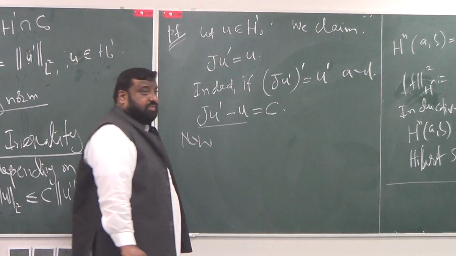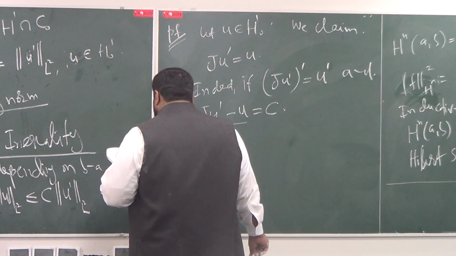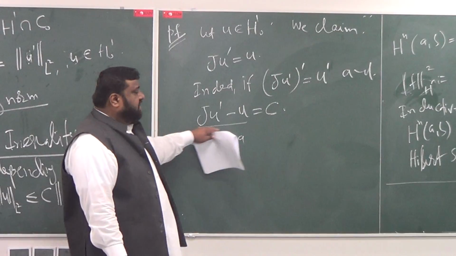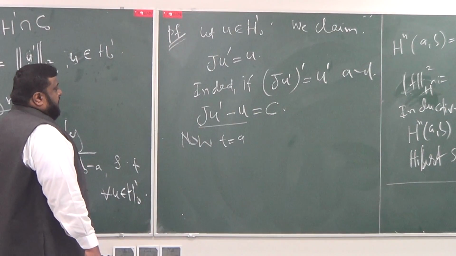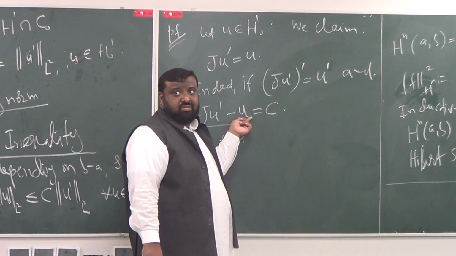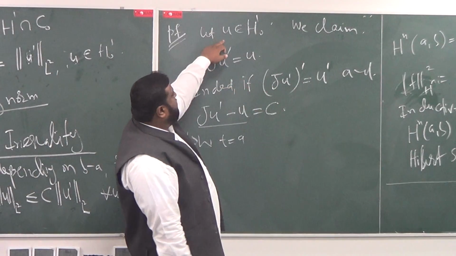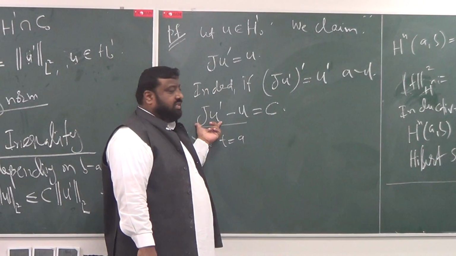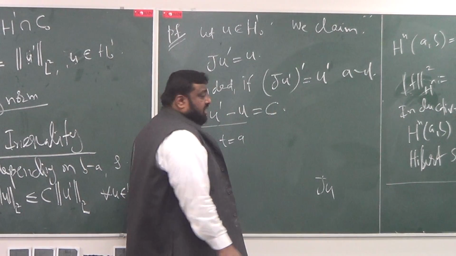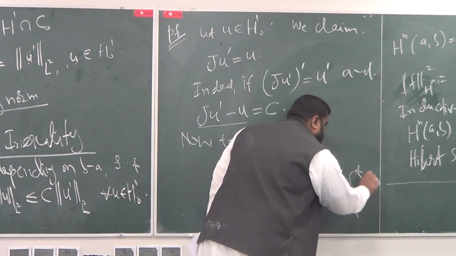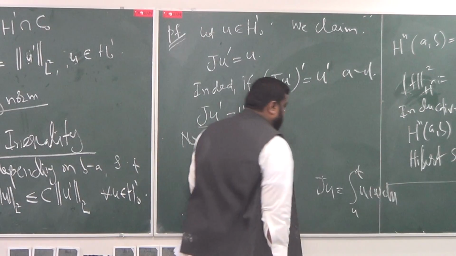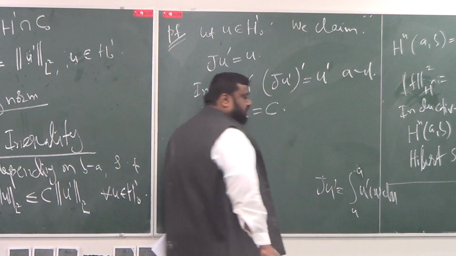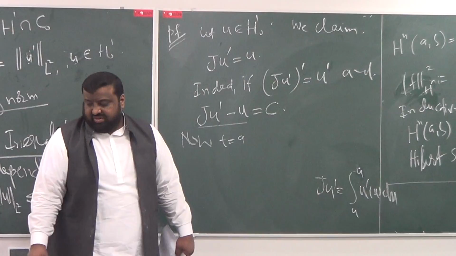Now consider this expression at t equal to a. All of these depend on time, so consider this expression at t equal to a. At t equal to a, u is 0, by definition, because u is from H1 naught. And at t equal to a, what would this integral be? Recall, what was Ju? Ju was the integral from a to t of u of x dx, right? So if I evaluate at a, I put a here, and you're going to get 0 actually.